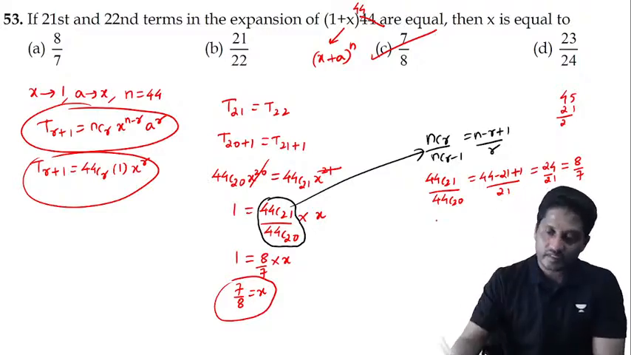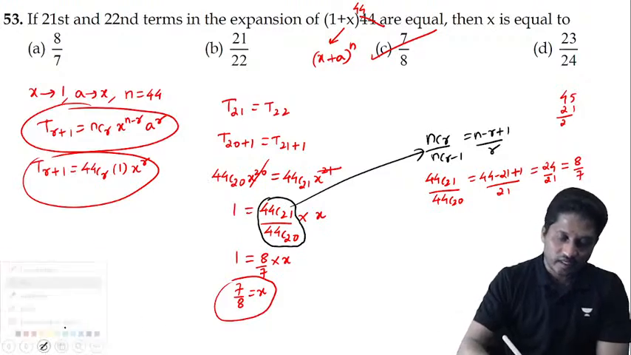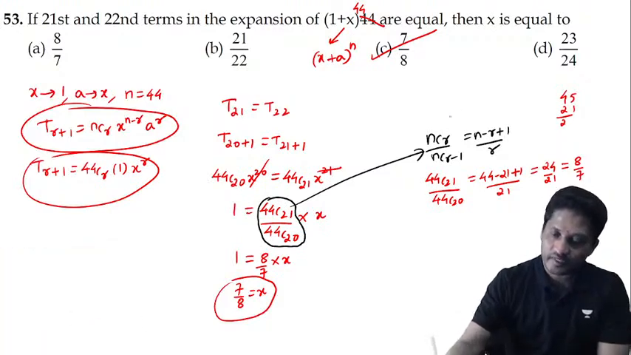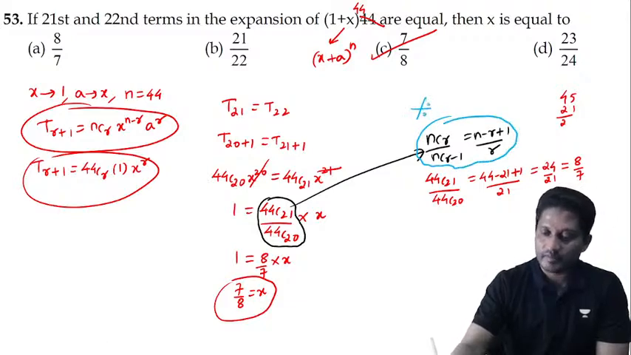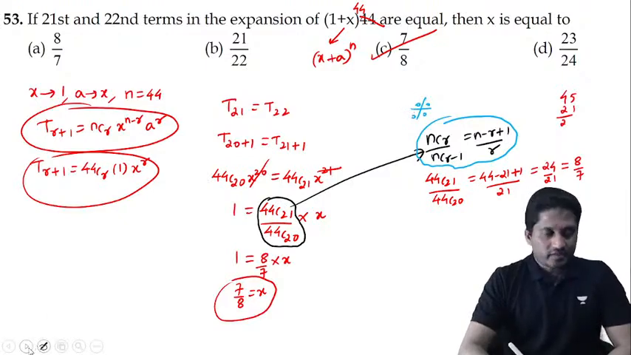Alright, so remember this result, guys, otherwise again it will be complicated to calculate this. nCr by nC(r minus 1) is n minus r plus 1 by r. Remember this result. Let's move to the next question.